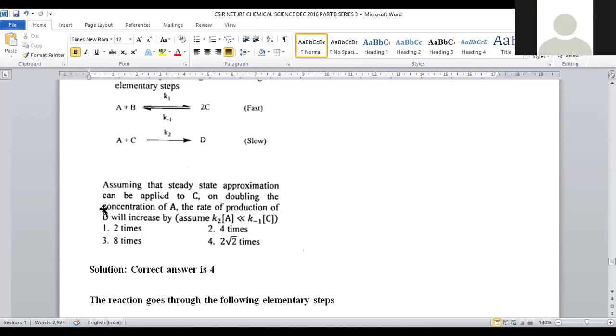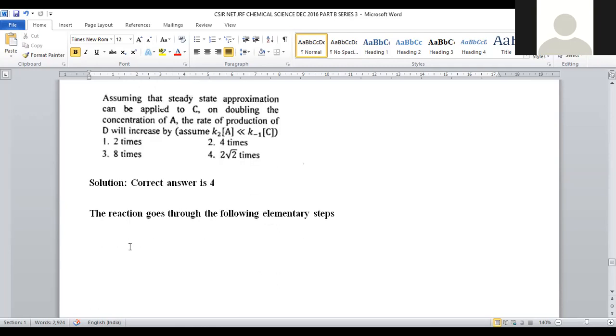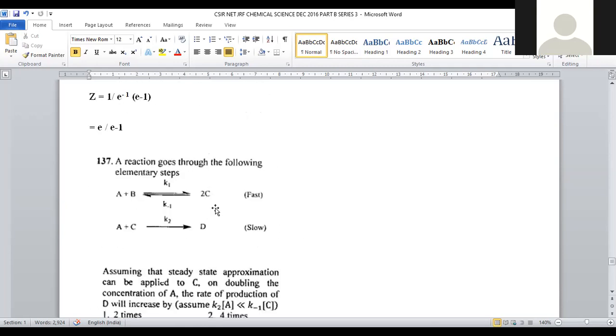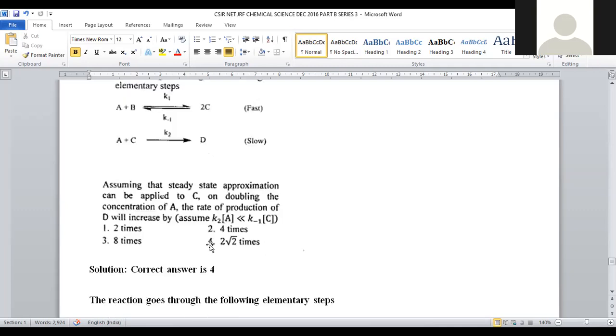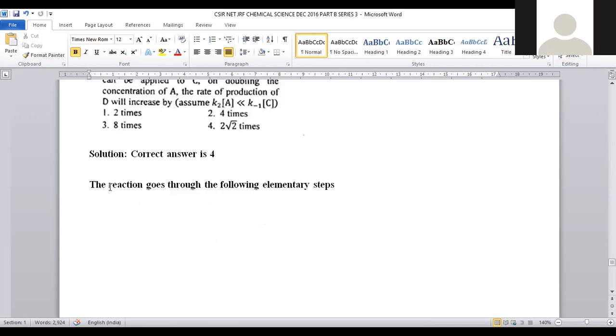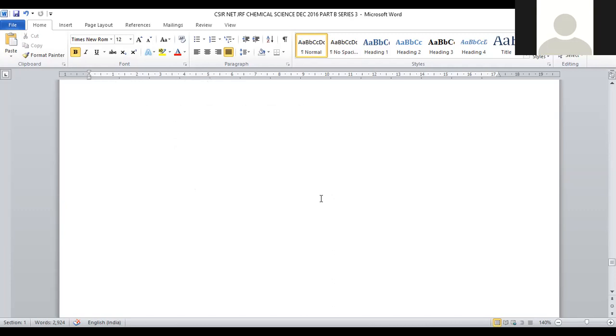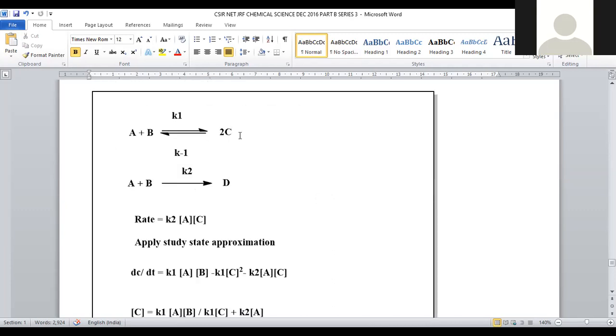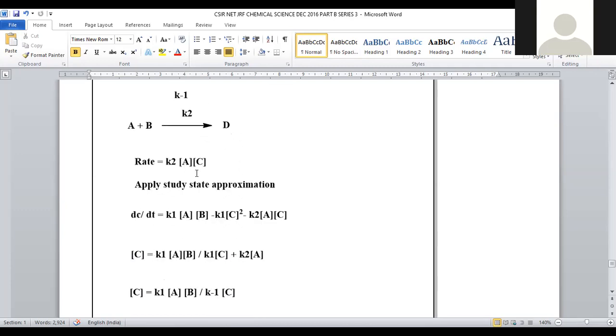Now, assuming the steady state approximation can be applied to C, if we double the concentration of A, the rate of production of D will increase by how much? If the A concentration is doubled, what will happen to the production of D? We have to predict to what extent it will rise. This problem purely belongs to chemical kinetics. Let us go with the derivation. The reaction goes through the following elementary steps. A plus B gives rise to 2C, with the K1 rate constant. A plus C gives rise to D, with the K2 rate constant.